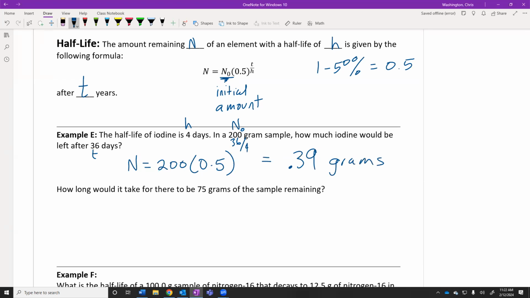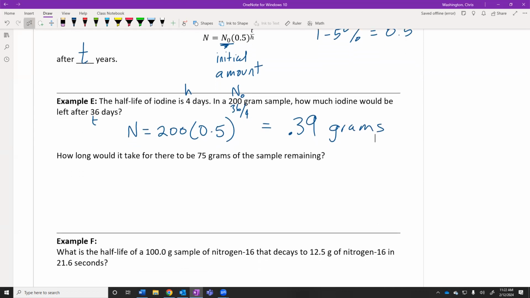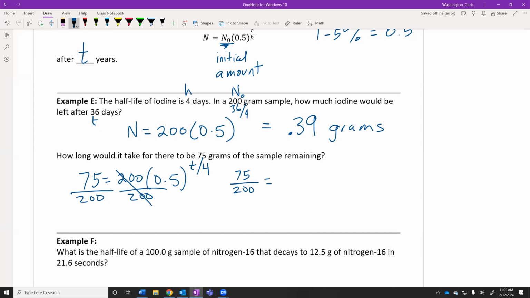How long would it take for there to be 75 grams remaining? So in this case, N would be 75, so 75 equals 200 times 0.5 raised to the T divided by 4. Half-life is 4 in this case. Divide both sides by 200. We need to know how to solve an exponential equation. So we get 75 over 200 is equal to 0.5 raised to the T divided by 4.